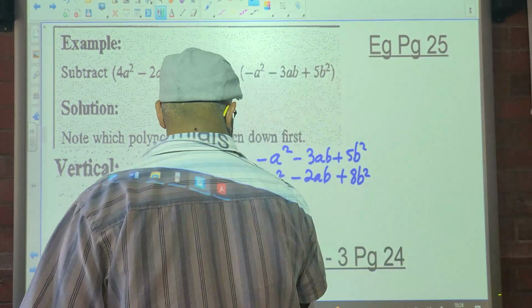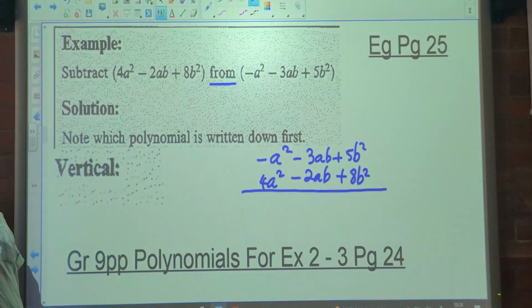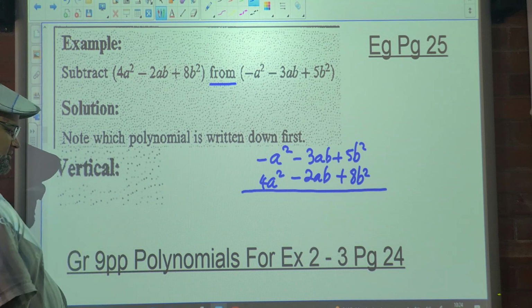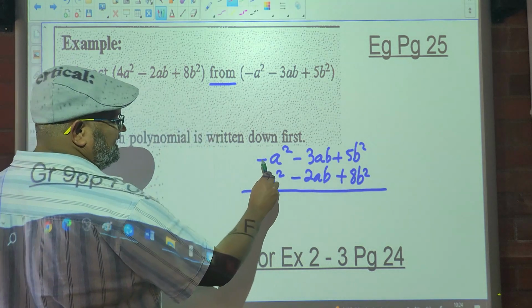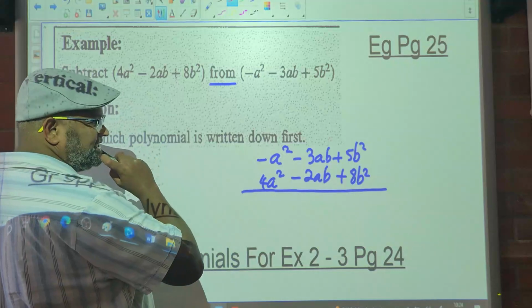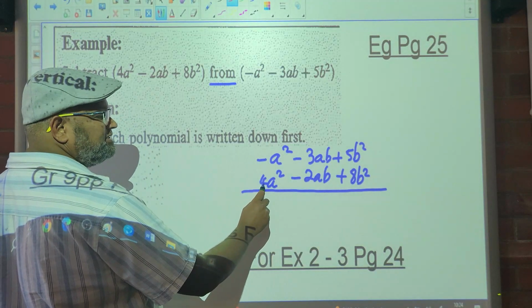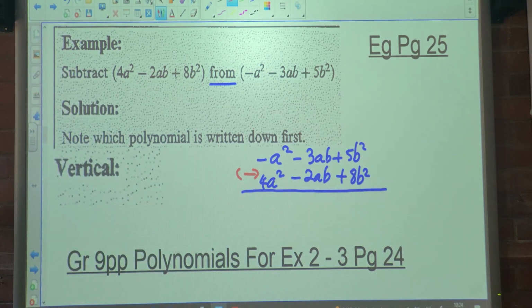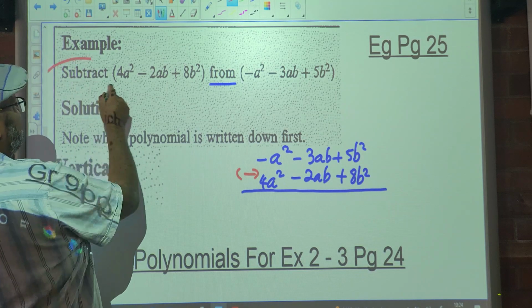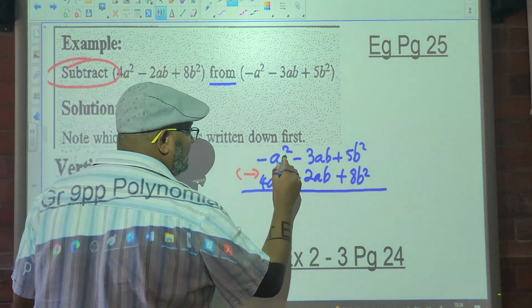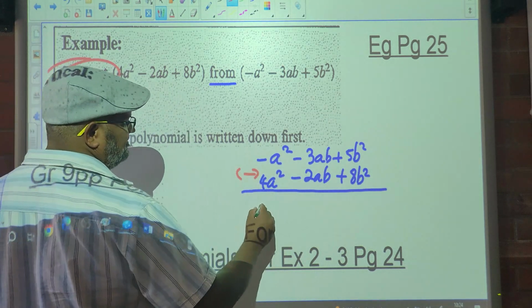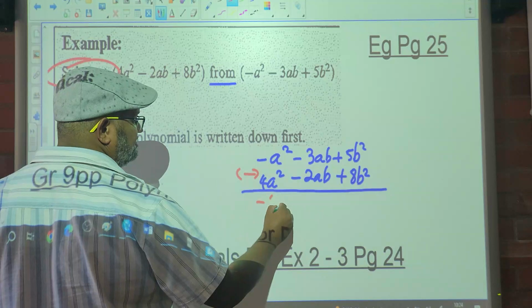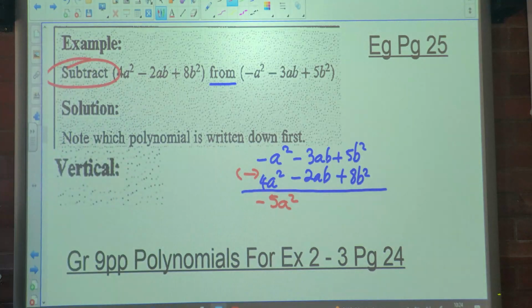What are we doing? We are subtracting, not so? So what must we say? It's actually negative a squared, plus or minus? Minus 4a squared, sorry. Can you see that, people? Remember we subtract, no? So what is negative a squared minus 4a squared? Negative 5a squared.